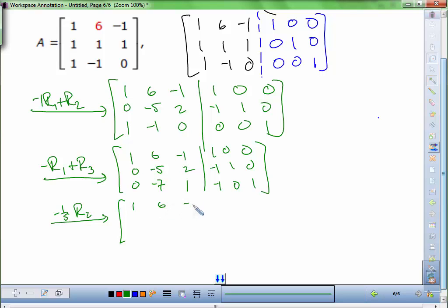One, six, negative one, one, zero, zero, zero, one, negative 5/2. So here comes the fractions. Negative 2/5, positive 1/5, negative 1/5, zero, and 0 minus 7, 1, negative 1, 0, 1.